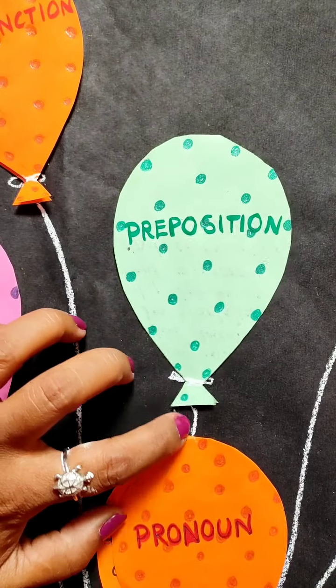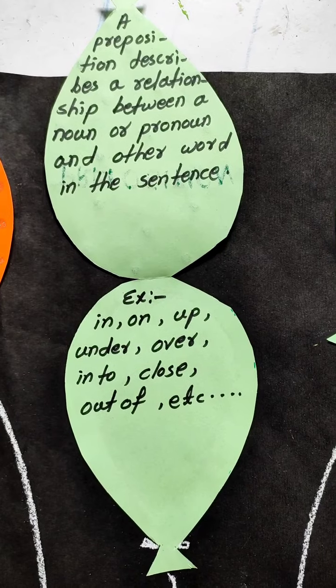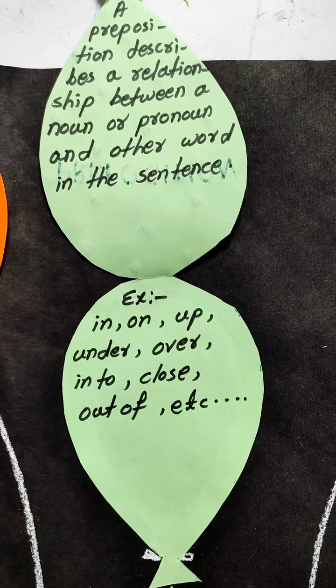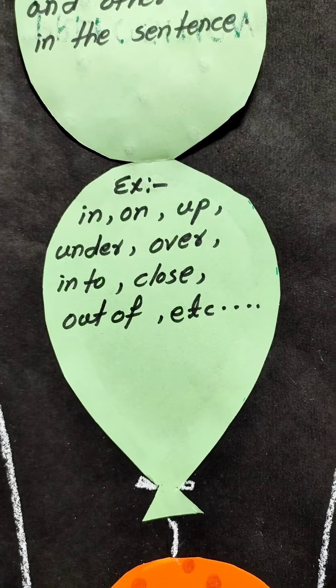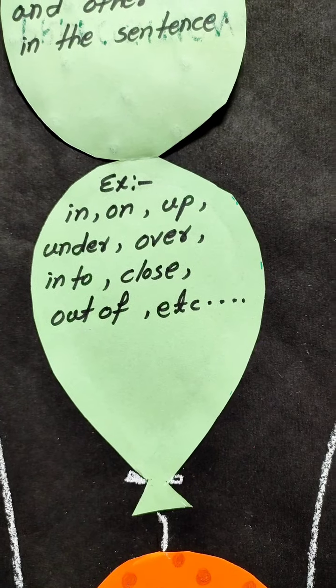Then preposition. A preposition describes a relationship between a noun or pronoun and other word in the sentence. For example, in, on, of, under, over, into, close, out of, etc.